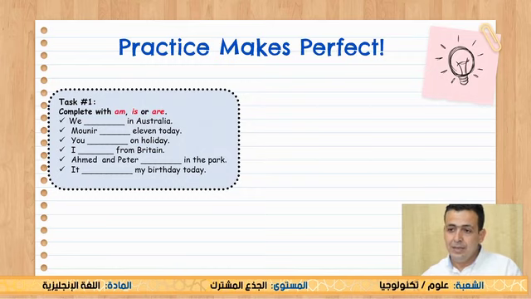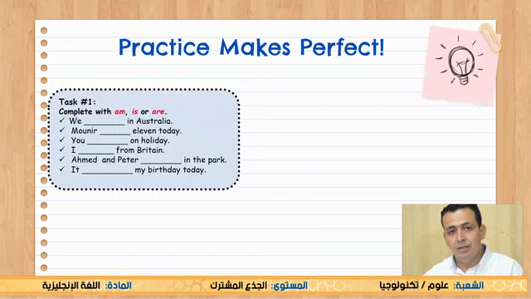Look at the first one. Complete with am, is, or are. Here you have 3 forms of to be. You have gaps. You just fill in the gaps with the right form of to be, either am, is, or are. We in Australia. Munir 11 today. You on holiday. I from Britain. Ahmed and Peter in the park. It my birthday today. So we have 6 sentences.